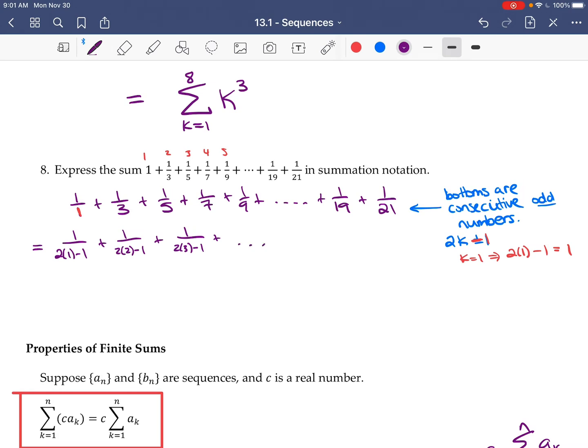I'm not going to do 7 and 9, but now for 19, 19 is 1 less than 20. So this is going to be 2 times 10 minus 1. And this one here is going to be 2 times 11 minus 1. So 22 minus 1. Okay, so I have k equals 1, k equals 2, k equals 3, and this one is going to be k equals 10 and k equals 11 because this input here is our k value.